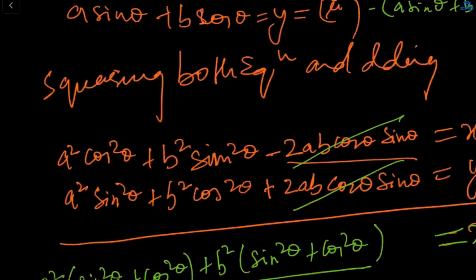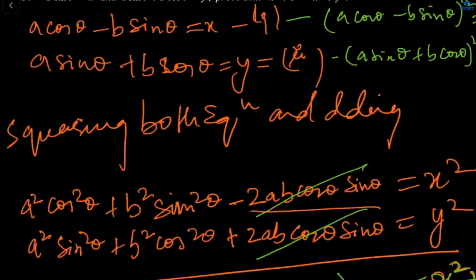So a cos theta minus b sin theta, whole square, will give you what? The first term square, a square plus b square. So a square is a square cos square theta, because this is your a, and this is your b. Okay, so a square cos square theta plus b square sine square theta minus 2ab cos theta sine theta.